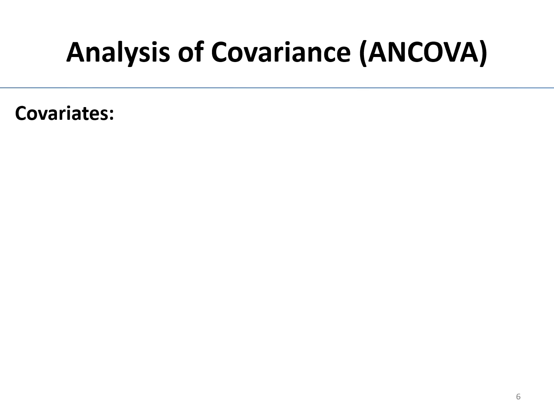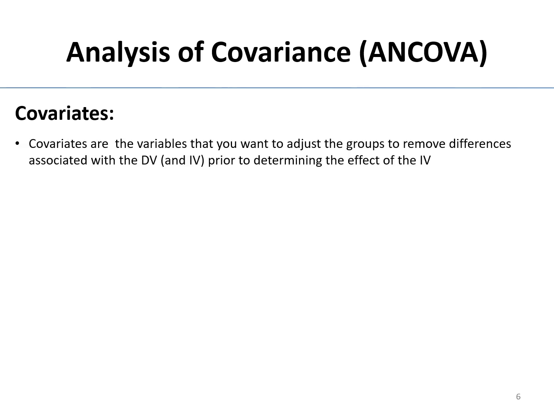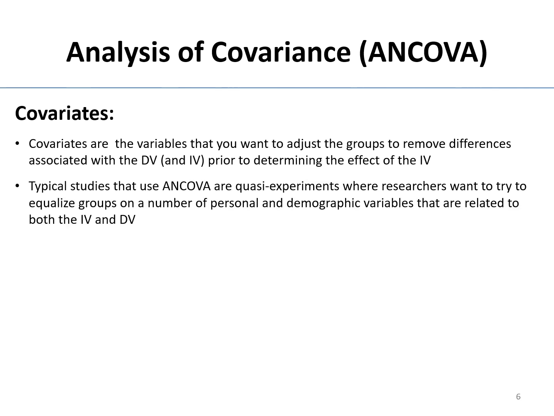So let's talk a little bit about covariates. Covariates are the variables that you want to adjust to remove the differences associated with the dependent variable and the independent variable, technically, prior to determining the effect of the independent variable. The covariates are the things you want to remove the effects of from that dependent variable.